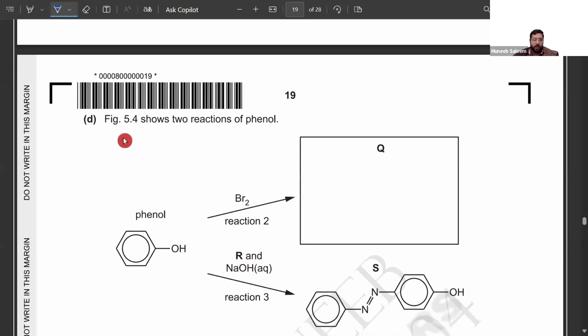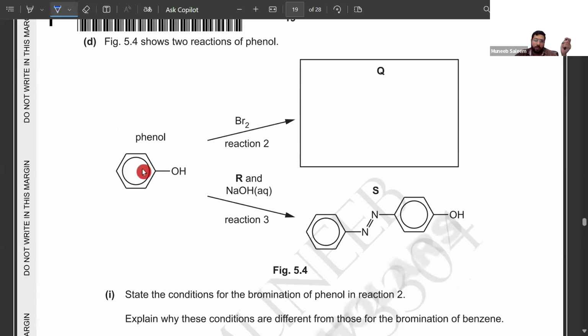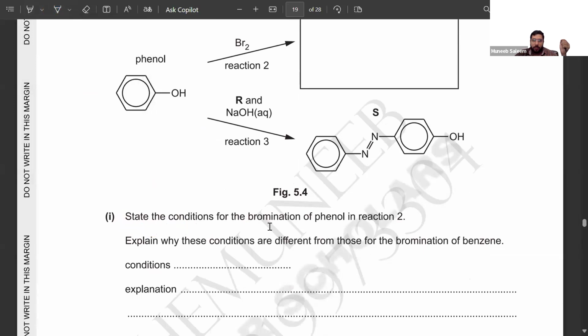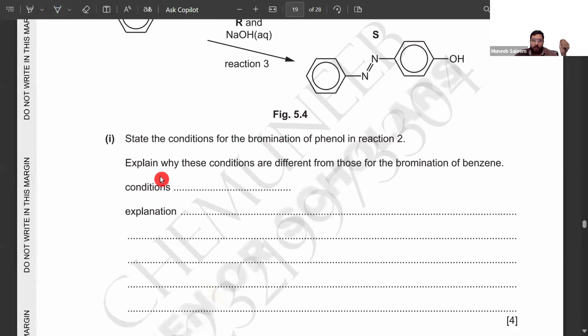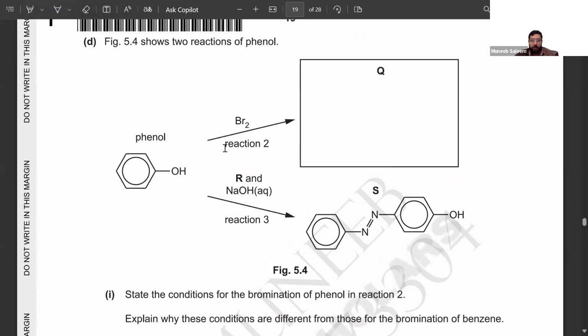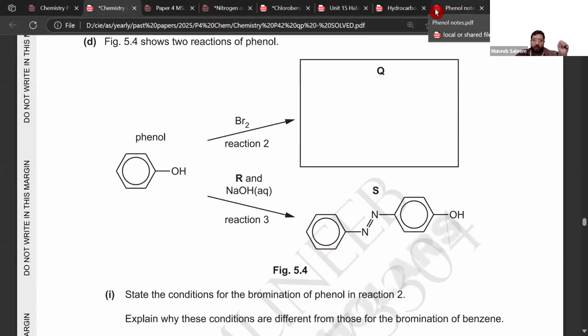Now, the next question, number D: Figure 5.4 shows two reactions of phenol. This is the reaction of phenol with Br2 in reaction 2, and NO in reaction 3. State the condition for the bromination of phenol in reaction 2. Explain why this condition is different from those for the bromination of benzene. So here we have to discuss the conditions for phenol reacting with bromine. For this purpose, I will show you the notes in which all the conditions are mentioned.